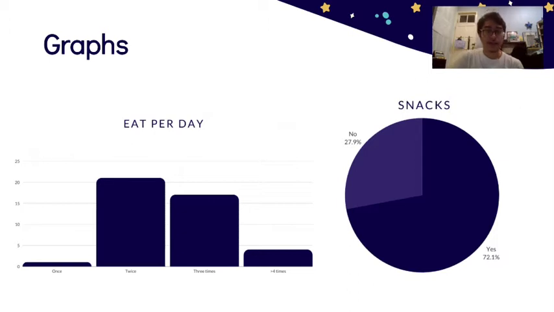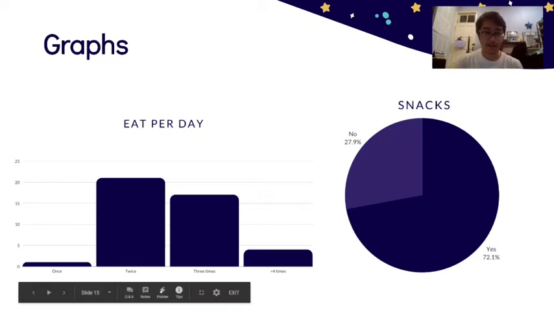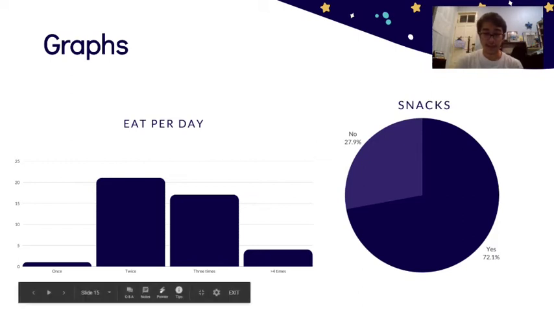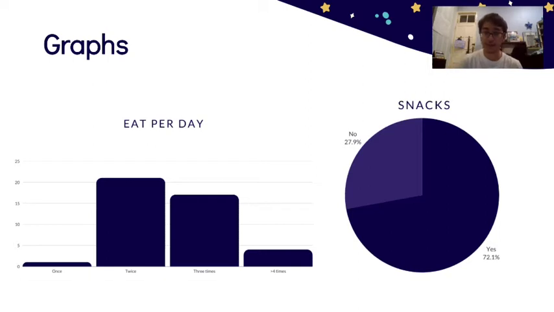Next, as we can see from the graph, the highest eating frequency per day is twice a day. Next is 3 times a day. Third is more than 4 times a day. And finally, once. And as for the snack, the total yes is 72.1%, and as for no is 27.9%.